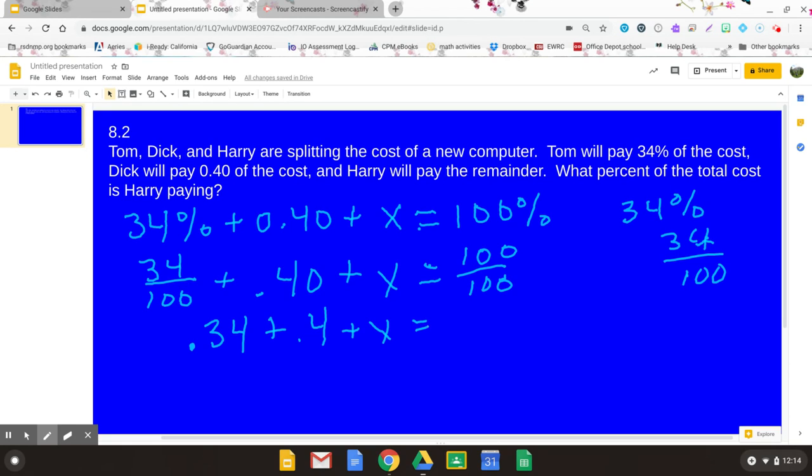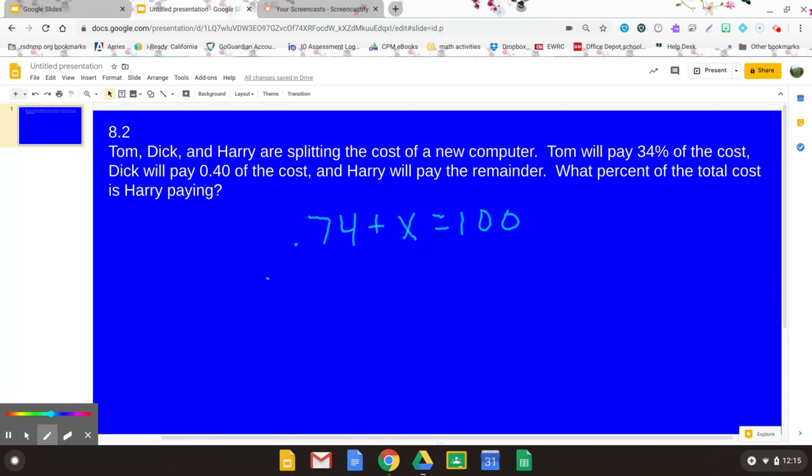Now, don't think of 100 over 100 as equaling 100. 100 out of 100 is equal to 1. So now I have an equation that I can solve to find what X is. So I'm going to combine those two. 0.34 plus 0.4 is equal to 0.74 plus X equals 1. Now I have an equation that I can solve.